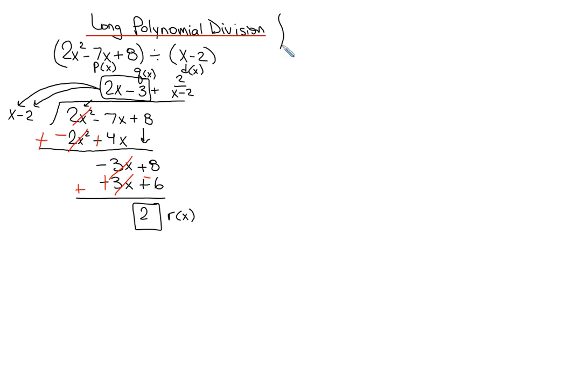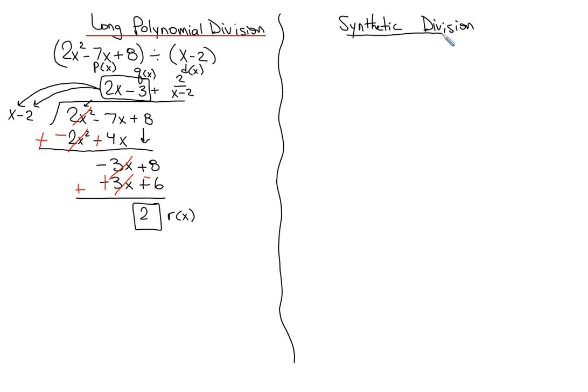There was our long division, right? Now what we're going to do is we're going to talk about synthetic division. So again, we're doing the same 2x squared minus 7x plus 8 divided by x minus 2. To set up your synthetic division, what you do is you start by peeling the coefficients off of your polynomial, your p of x. So we have 2x squared, we have negative 7x, we have 8. Is anything missing? No. That's why we didn't need any placeholders.